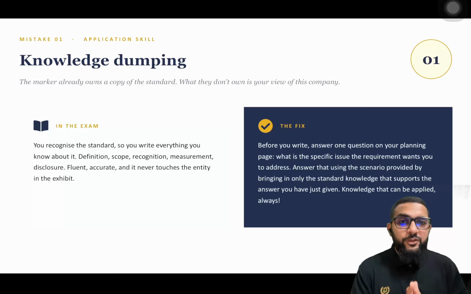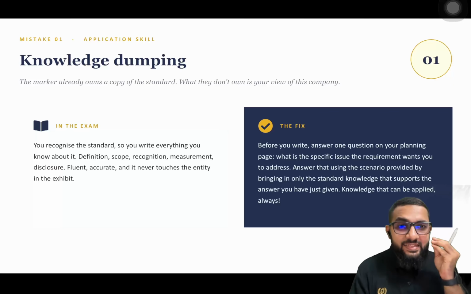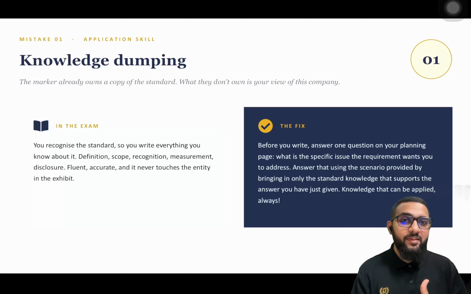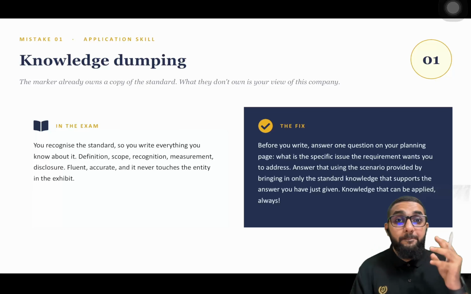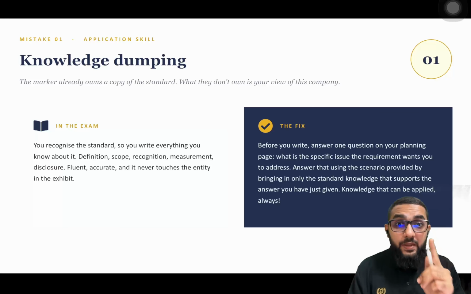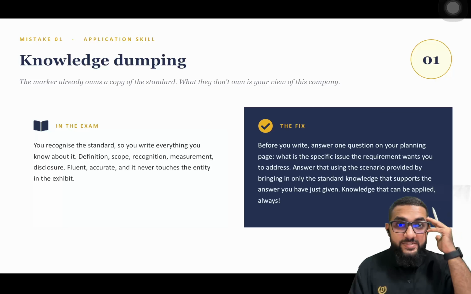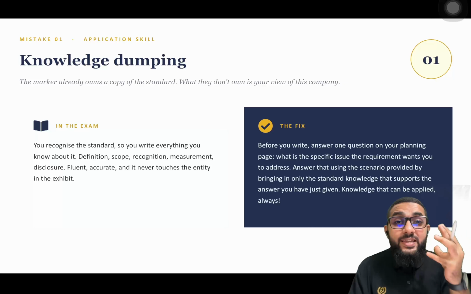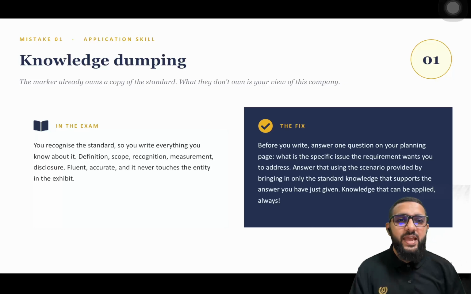So only when you fulfill the requirement in the exhibit do you understand that the knowledge you're bringing in is relevant. So remember, to avoid knowledge dumping, bring the knowledge that can be applied to the scenario. Read the requirement, look at what of the standard is required, and bring only those aspects of the standard.